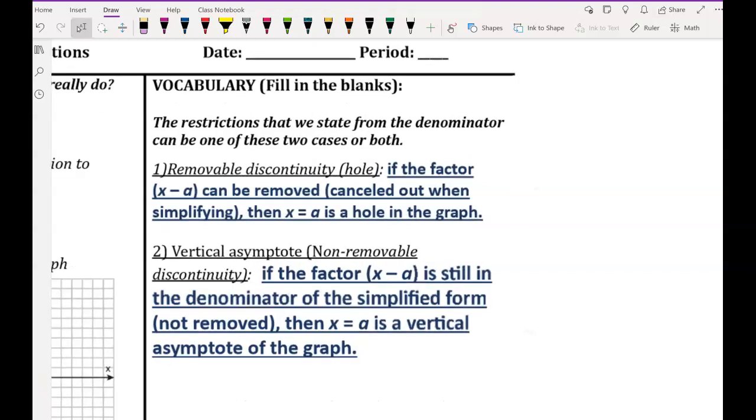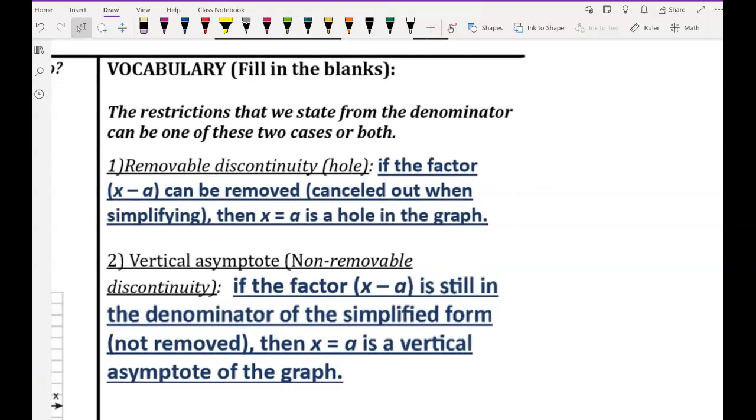Okay, so let's fill out the blank spaces for your vocab. The restrictions that we state from the denominator can be one of these two cases or both. Okay, example 2, we had both the hole and the vertical asymptote. First is what we call a hole.